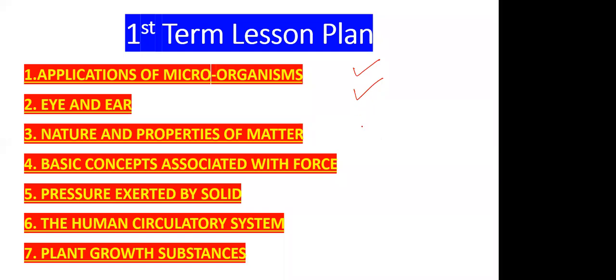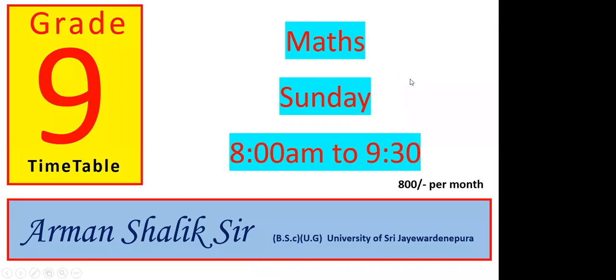And the ear, we don't cut and show, we have the photos, everything we'll be showing. Then nature and properties of matter, basic concept with forces, pressure, human circulatory system, and plant growth substances, that is the plant hormones. Superb lessons, we will learn it in a superb way in our online classes. Grade 9 maths, every Sunday. Saturday science, Sunday maths. Every Sunday morning, 8 to 9:30, you all will be having the maths classes.